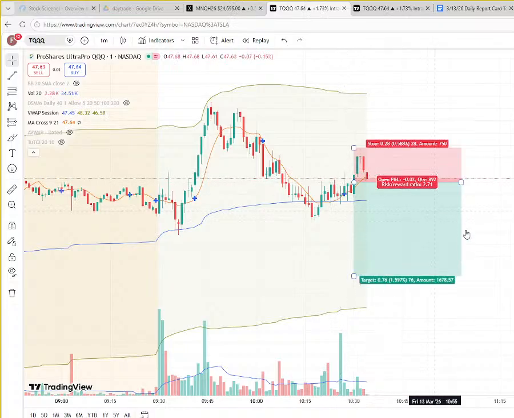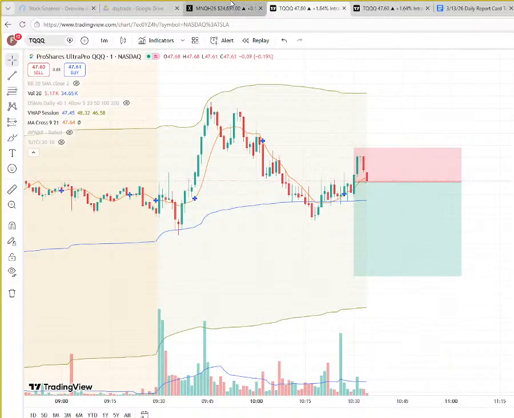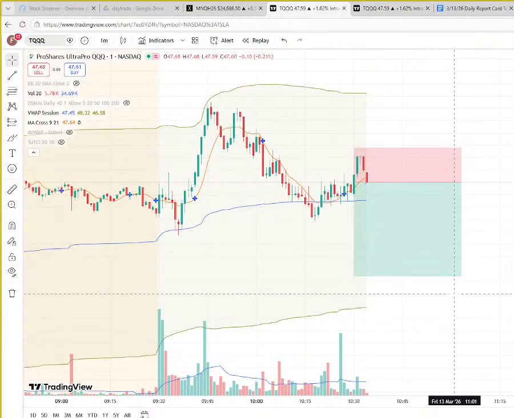Alright guys, I'm done for the day. This is my last pending trade. I think this is a 2.71 target, 3R on the TQQQ. That's it guys.